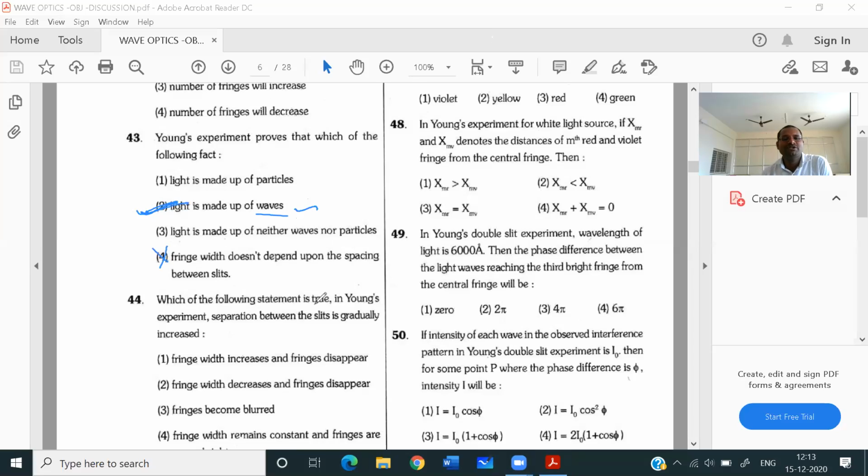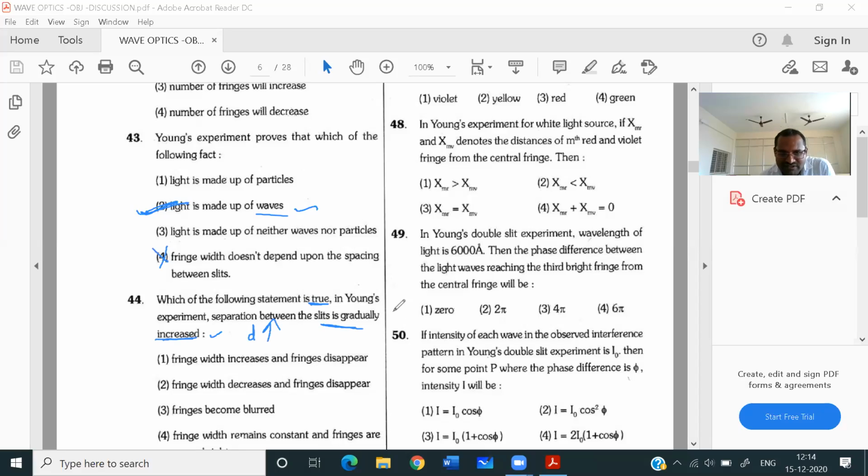Which of the following statements is true? True statement we need to find. In the YDSE experiment, the separation between the slits gradually increases. Separation between the slits means small d is increasing. Then what happens? Fringe width increases and fringes disappear.